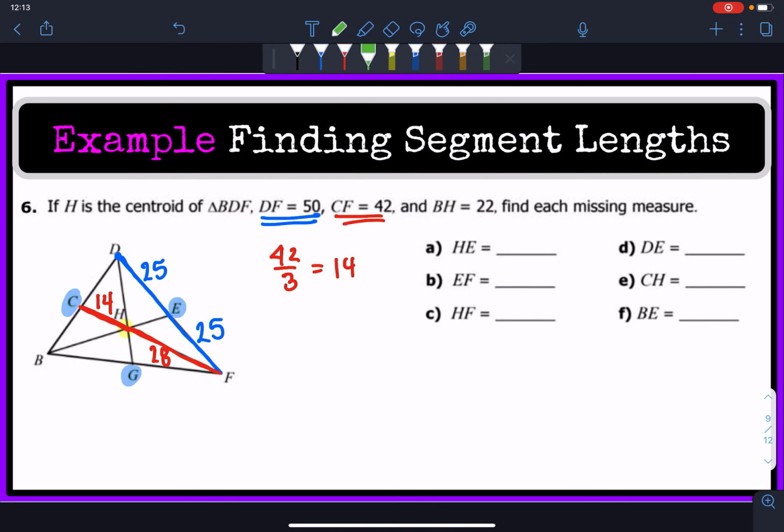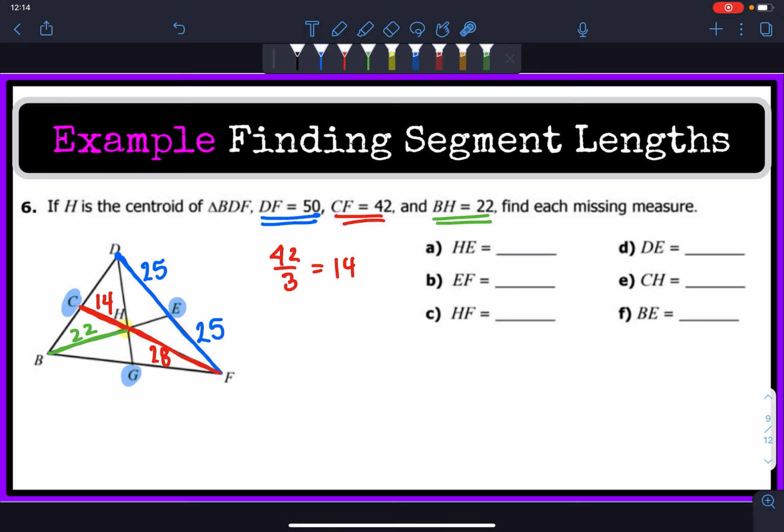And then finally, we have that BH is 22, which is the longer end of this median. And I know it's the longer, not just because I'm looking at it, it's because the segment from the vertex to the centroid is always going to be the longer end of the medians. In this segment here, the distance from D to H is longer, and on the red median, this end is going to be longer.